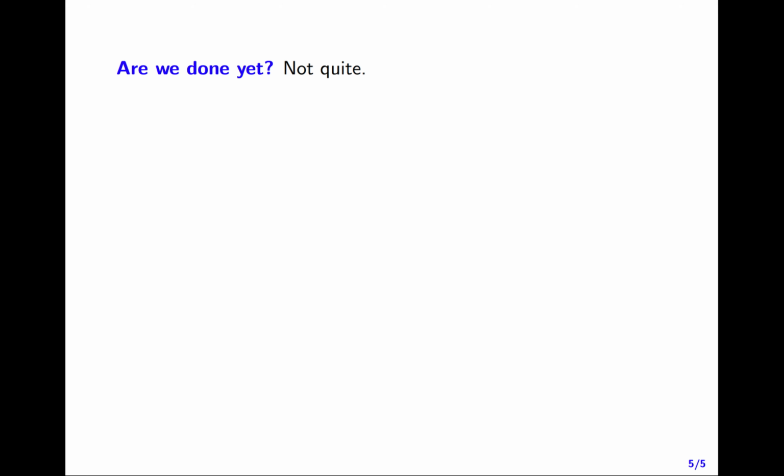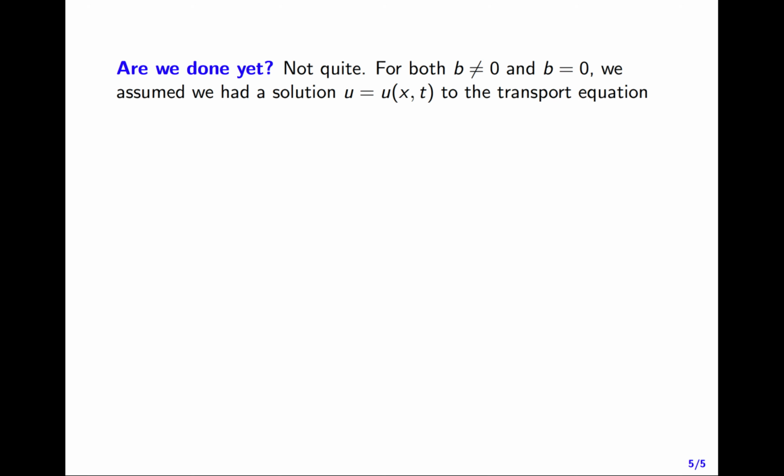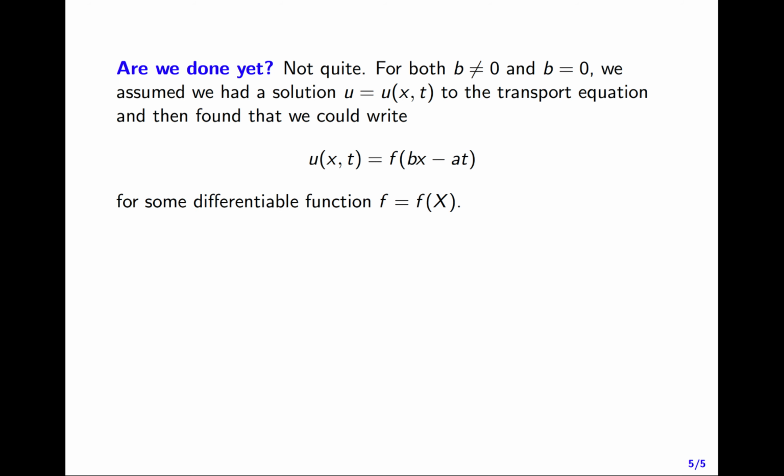So are we done yet? Not quite. There's still more work to do. For both the b equals 0 case and the b not equal to 0 case, we assumed that we had a solution u to the transport equation, and found that we could always write u in the form u(x,t) equals f(bx minus at) for some differentiable function f. We had to do this in the separate cases b equals 0 and b not equal to 0, but we could always do it.